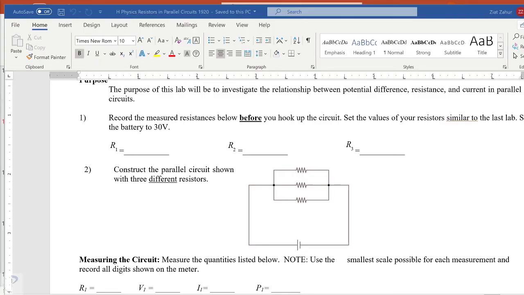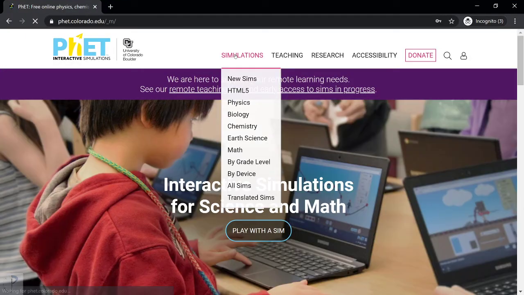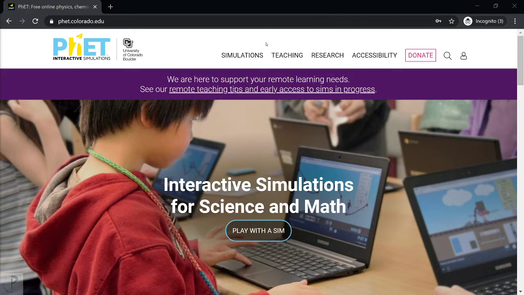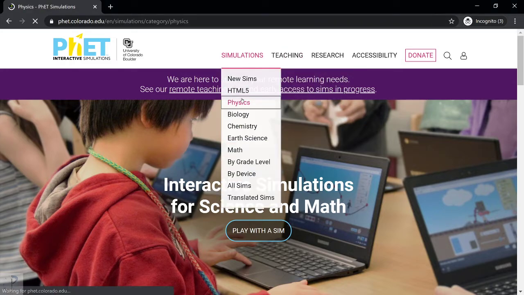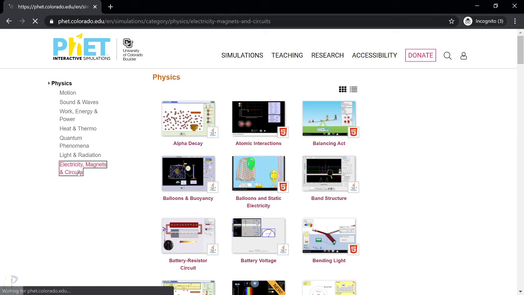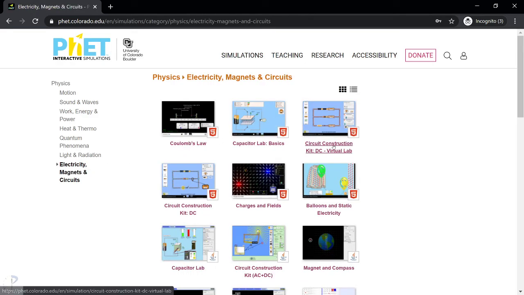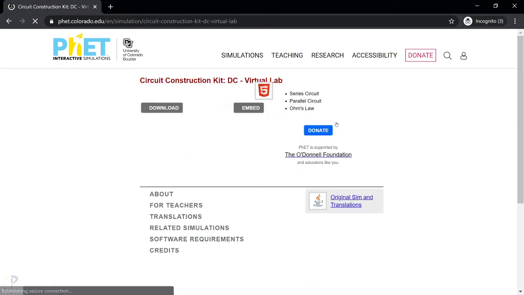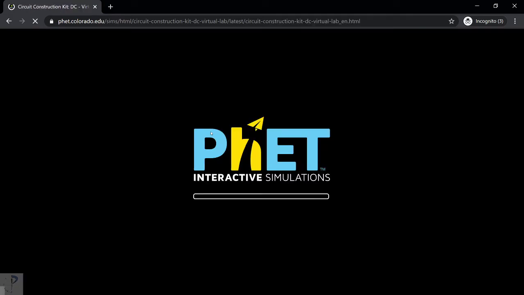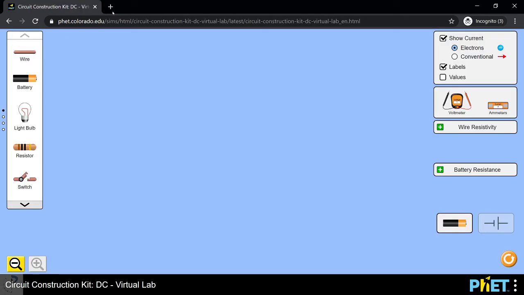Let's see, PhET. So we'll go to the PhET website, phet.colorado.edu, and then we'll go to physics, circuits, third one here, circuit construction kit, DC, virtual lab. All right. And I want to make a parallel, so we want 3 resistors in parallel. 1, 2, 3.